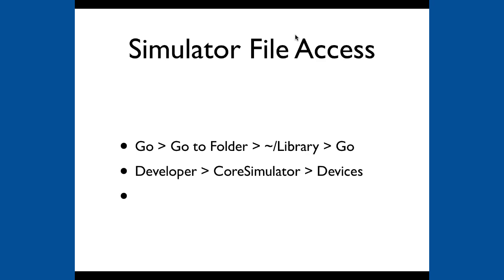So let's talk about simulator file access. From your Mac, if you go to the home page of your desktop, you can see the Go menu at the very top, right? The only time you can see the Go menu on your Mac is if you're on the desktop. You've clicked on the desktop. We're going to go to the Go menu, Go to Folder, and type tilde slash Library. The important part of the library path is the tilde. Then we're going to go to Developer, and then CoreSimulator and Devices.